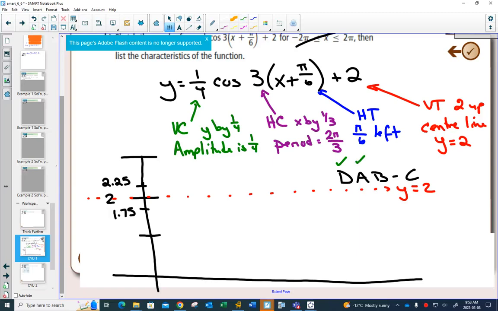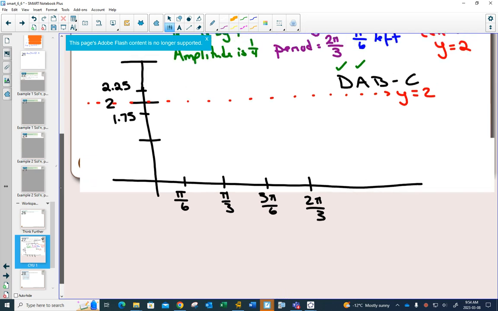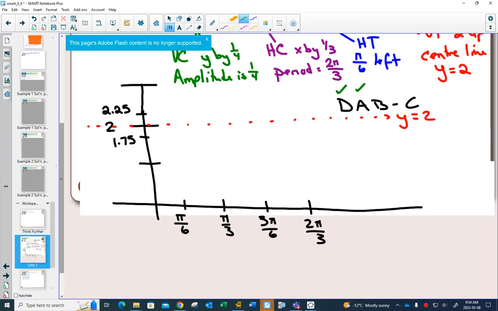Next, your B value. Your B value figures out your period, and we already wrote down that our period was 2 pi over 3. So we find some place along our x-axis to mark 2 pi over 3, and we divide this into 4 equal sections. Half of that would be pi over 3, half of that pi over 6, 1, 2, 3 pi over 6s. And we've done the B value.